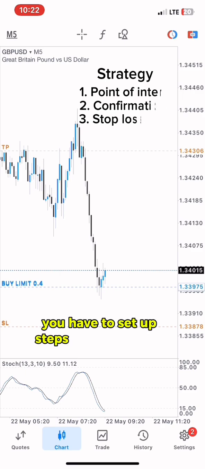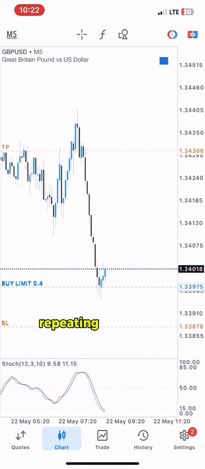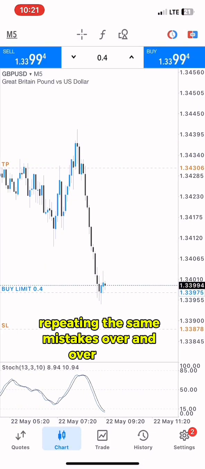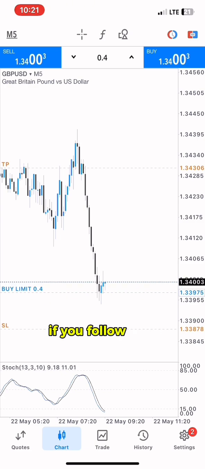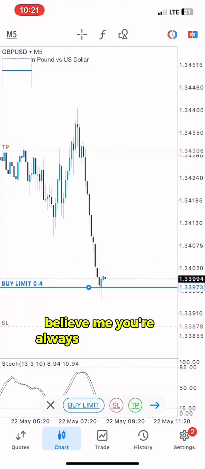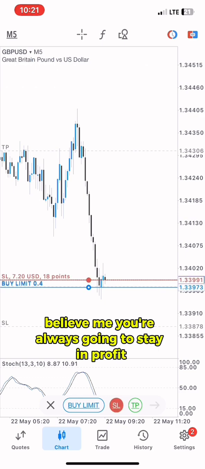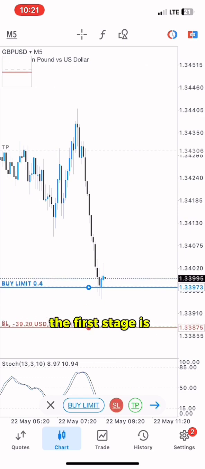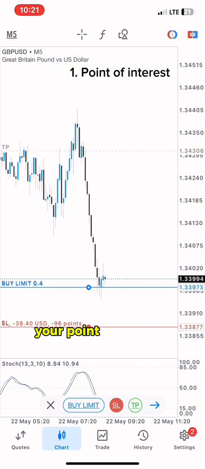Guys, you have to set up steps so you don't go on repeating the same mistakes over and over again. Each step you take, you mark it out. If you follow these same steps in every single trade you take, believe me, you're always going to stay in profit. Okay, the first stage is waiting for price to get into your point of interest.